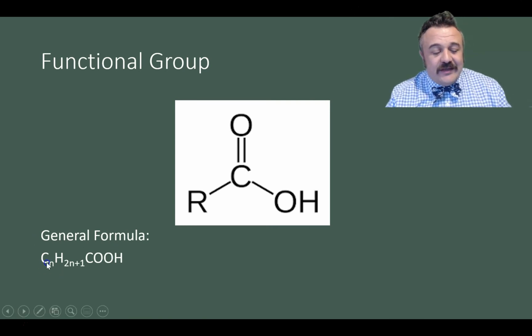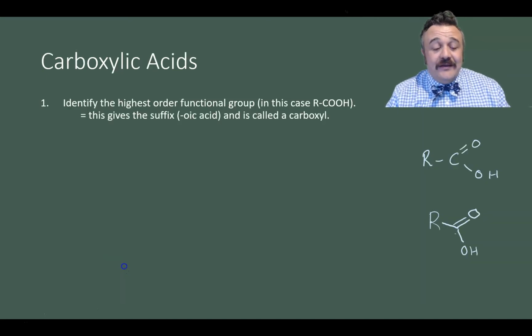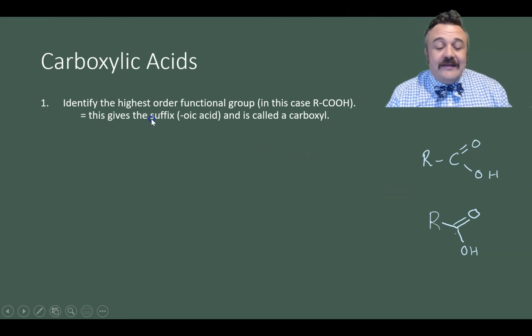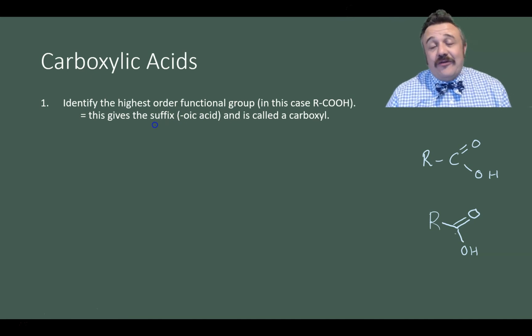Okay, so our general formula is CnH2n+1 with COOH at the end, and that's how it's written. So, let's have a look at how we name them. First we identify the highest order functional group. In this case, it's the RCOOH. This is what it looks like in regular, expanded structural form. This is what it looks like in skeletal form. And this gives us the suffix oic acid. It's called a carboxyl group, but the oic acid is what's put on the end.